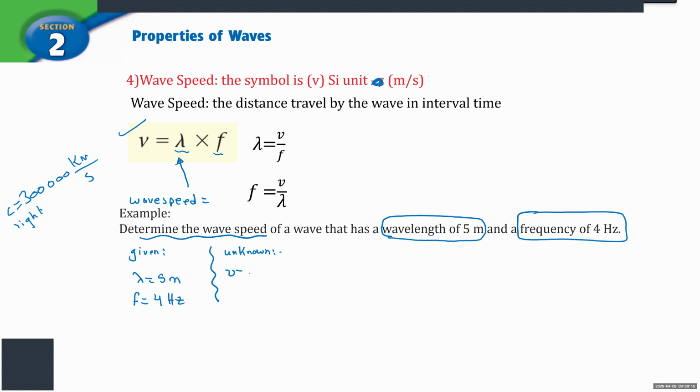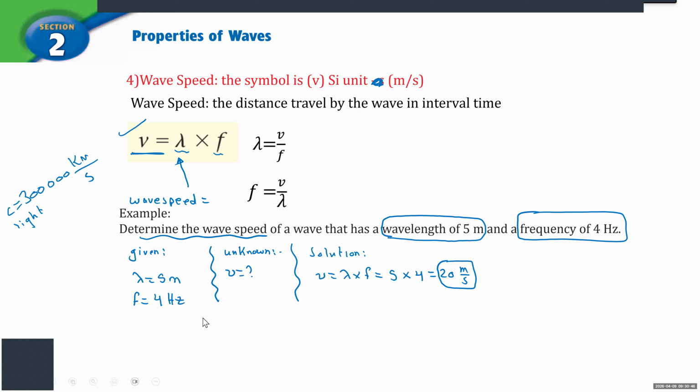Wave speed equal to what? So what is the relation between them? We use this equation: v equal to lambda times frequency. Lambda is 5 and frequency is 4. 5 times 4 equals 20 meters per second. This is the example from the textbook.